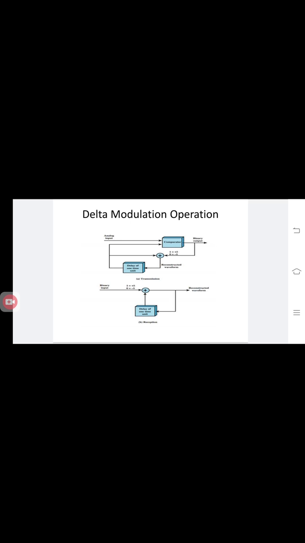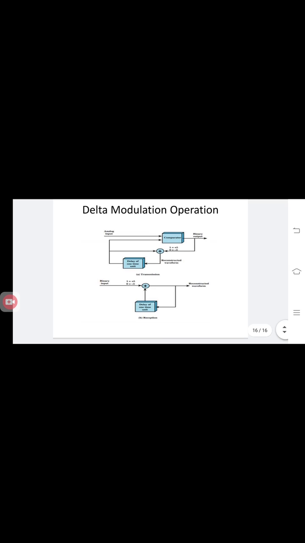At the transmission side, we have a comparator for producing the binary output. The comparator compares the input with the staircase function. At the reception side, we have a binary input, but we produce an analog signal. So these are all about analog to digital conversion.